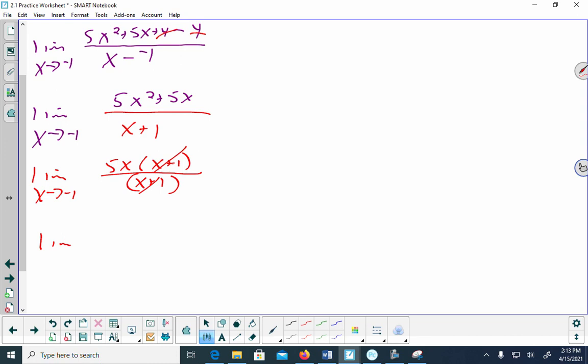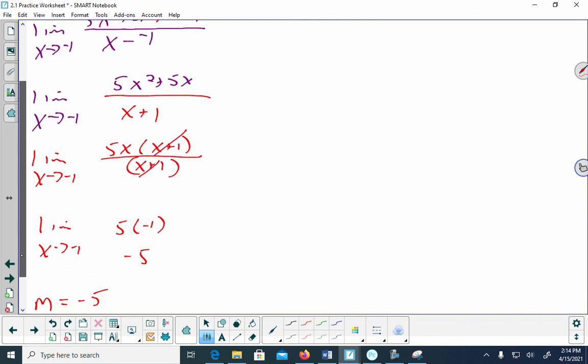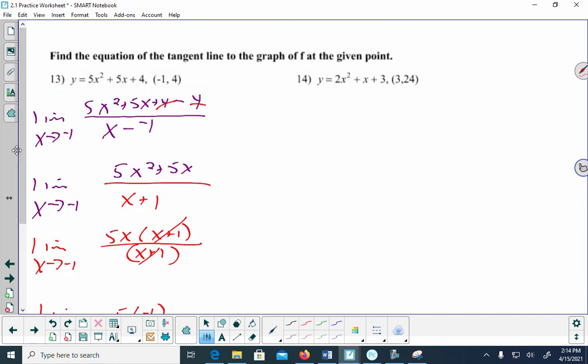So I'm going to take the limit as x approaches negative 1, so that's going to be 5 times negative 1, and that's going to be negative 5. So remember, the slope of my tangent line is going to be negative 5, and it's asking me to actually find the equation of the tangent line. So it doesn't just want the slope, it wants the whole line. So remember, it's going through this point, negative 1, 4.